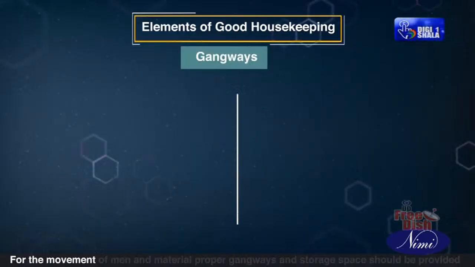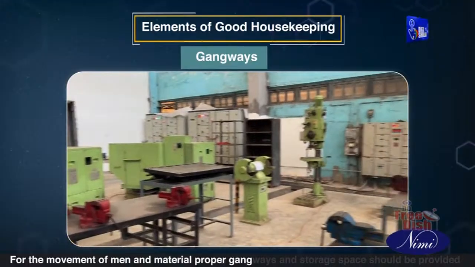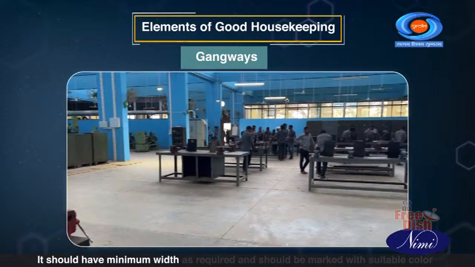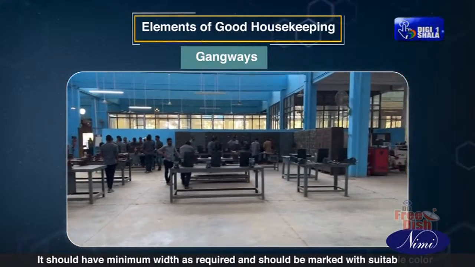Gangways. For the movement of men and material, proper gangways and storage space should be provided. It should have the minimum width as required and should be marked with suitable color.